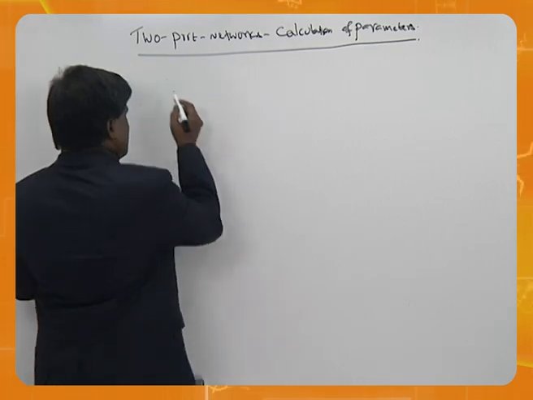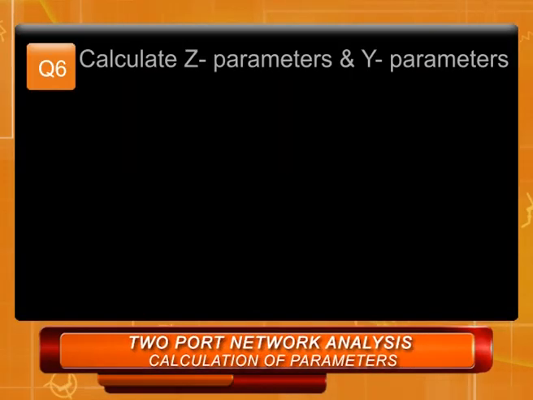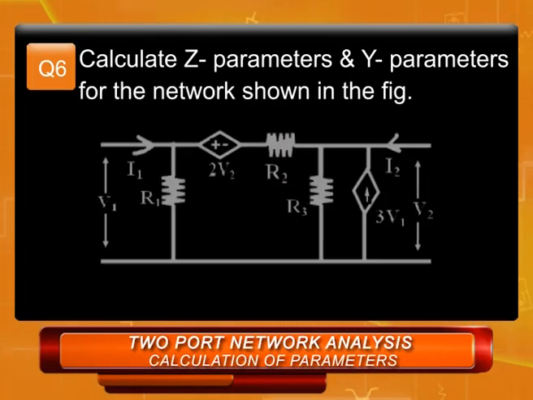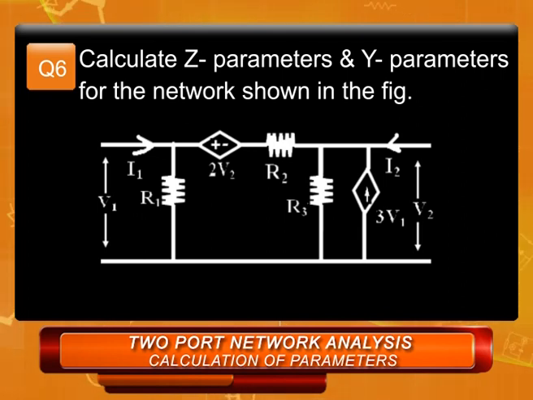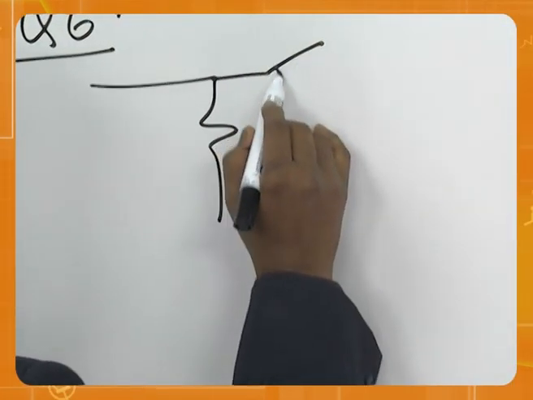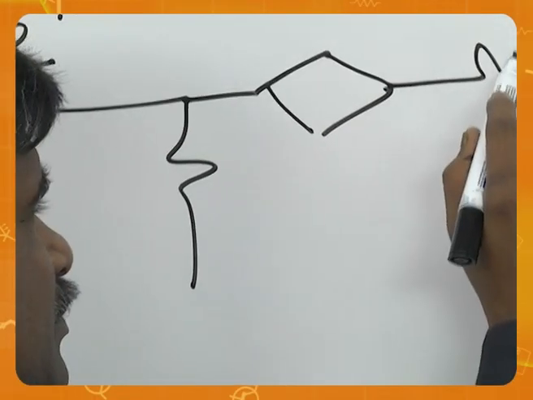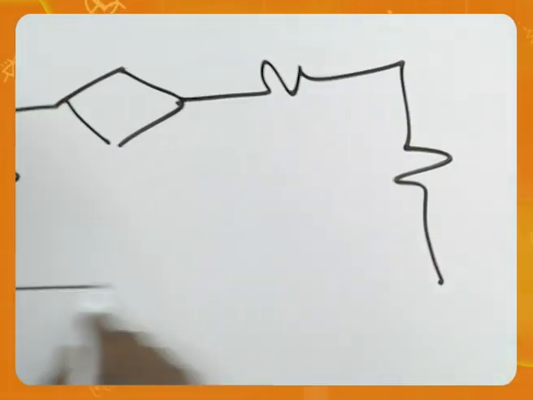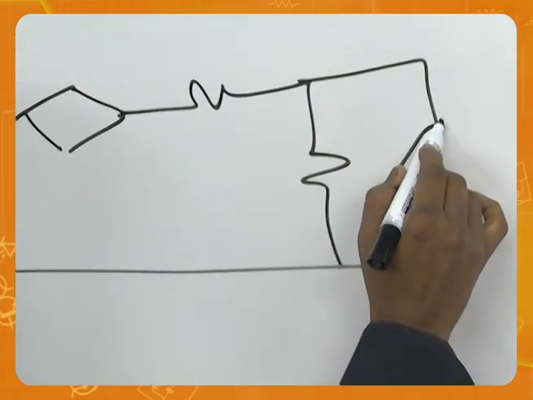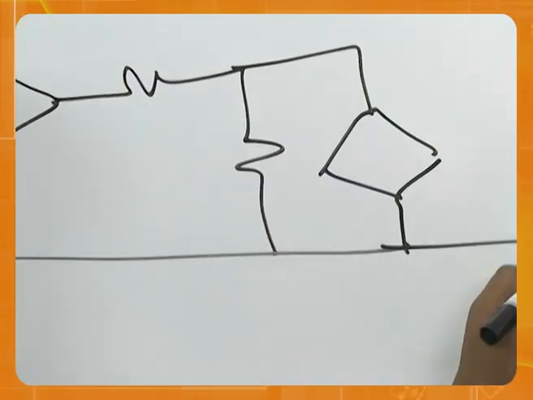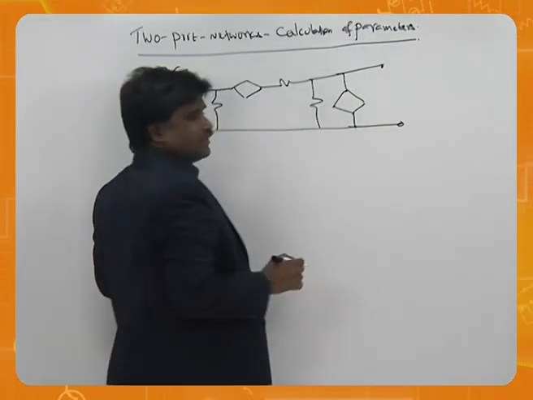Question number 6. Calculate Z and Y parameters for the network shown. This is taken with a dependent source. That's very interesting. So for example, this is a circuit. This is another resistor there. Like this, for example.